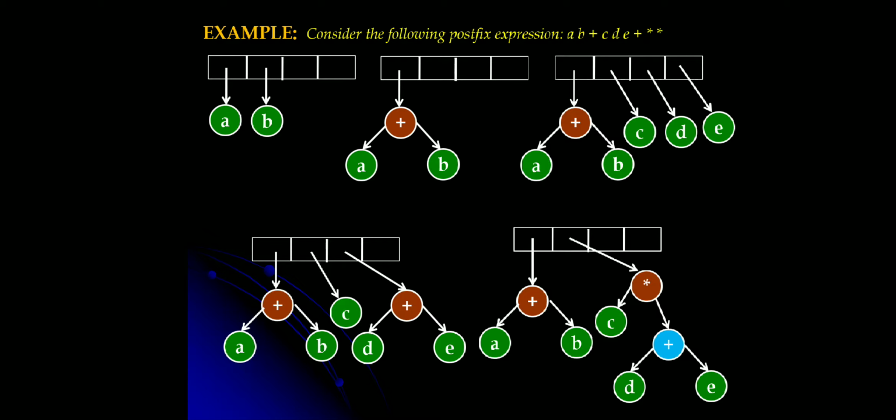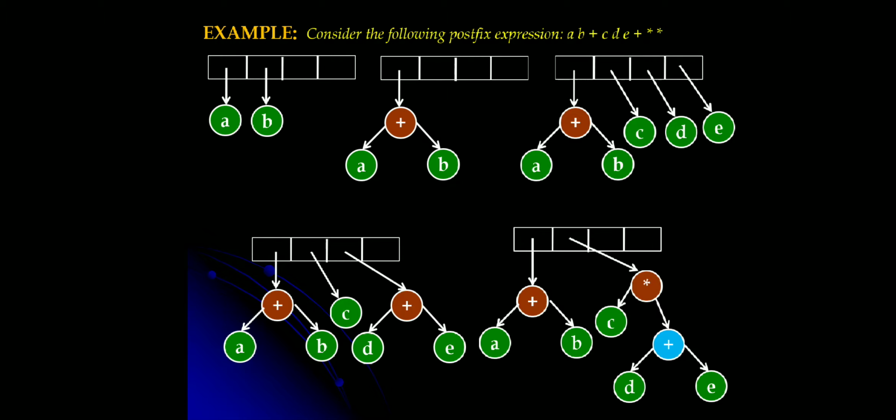Next symbol scanned is C, push it onto the stack, it is an operand. Next symbol is D, push it onto the stack. Next symbol is E, push it onto the stack. And next symbol is plus, it is an operator. So once an operator is encountered, pop the top two elements. First popped is node E, attach that node E as right child to plus, and node D is the next pop which is attached as left child for plus. And now push this node with plus onto the stack.